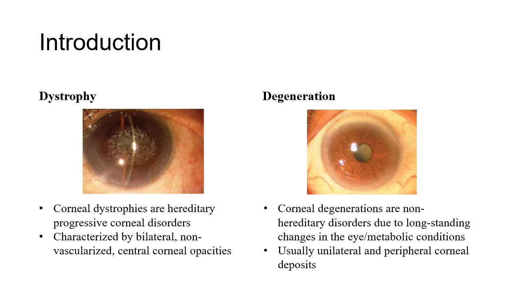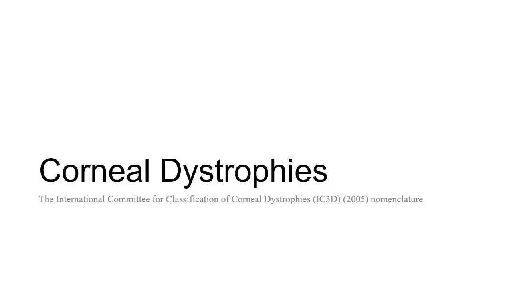So the basic difference between a dystrophy and a degeneration is that dystrophies are usually inherited, bilateral, and they may present in childhood as well as adulthood. They usually affect the central cornea. Degenerations, on the other hand, are seen in older people. They are mostly affecting the peripheral cornea. They may be unilateral or bilateral, and they happen because of some long-standing condition of the cornea. So that is the basic difference between the two.